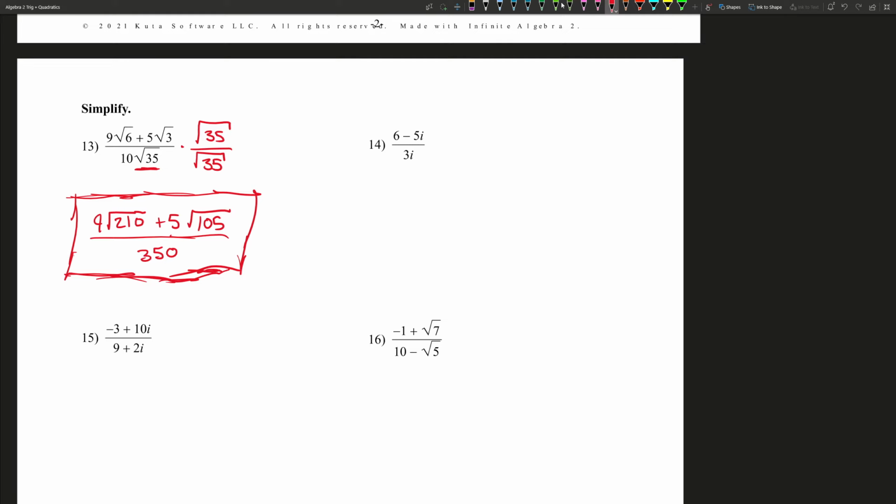In number 14, our goal is the same. We just have to get the i out of the denominator. So we multiply by this clever form of 1, i over i. If we distribute that, we get 6i, and then minus 5i squared becomes plus 5, over 3i squared, which becomes negative 3.